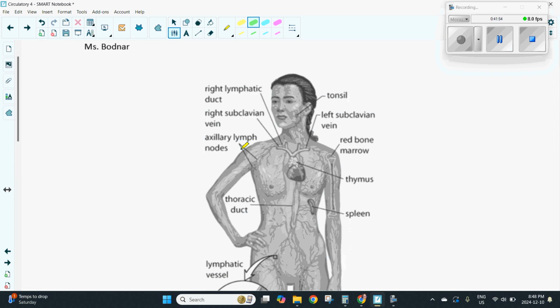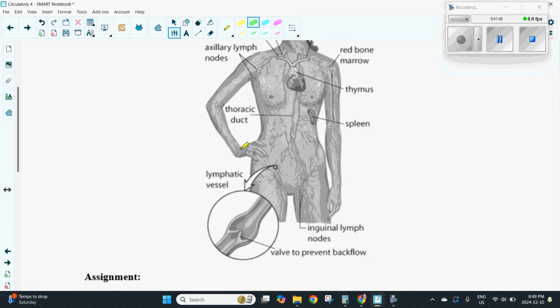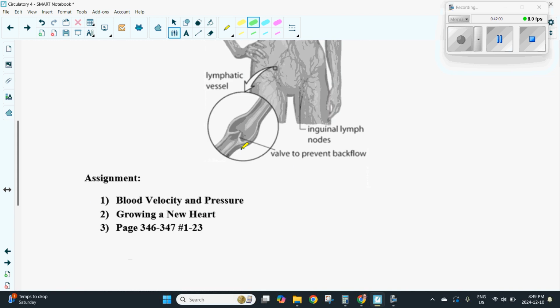And then this is just a diagram showing you where your lymph nodes are and where you have your lymph, and it's throughout your body just like all of your other blood vessels.